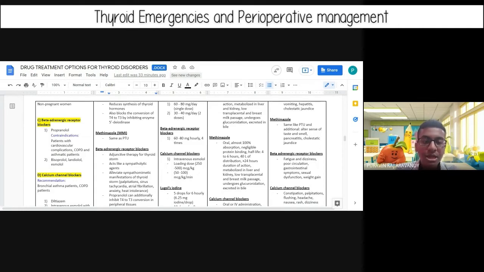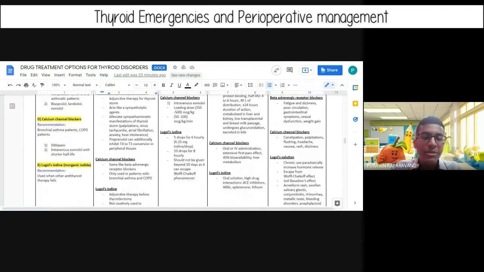Propranolol is normally contraindicated in patients with cardiovascular complications, chronic obstructive pulmonary disease, and also asthmatic patients. And why is that? Because propranolol is a non-selective beta blocker. It can block all the beta 1 and beta 2 receptors that can be found in the entire body. But bisoprolol, landiolol, and esmolol are selective blockers. So they only block the receptors that can be found in the heart.